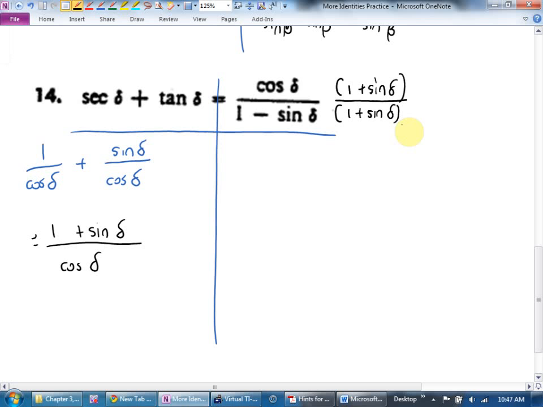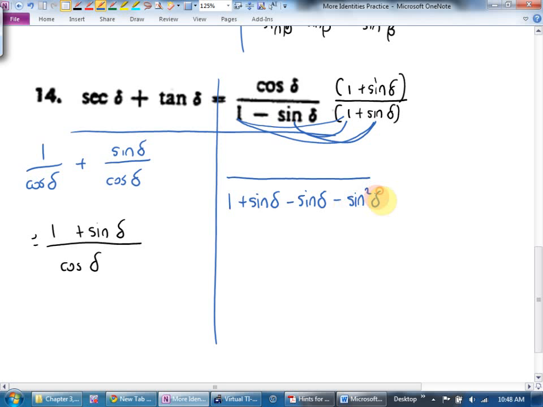This is still a 1, yes? Which means I'm not changing this. I'm just going to make it look different. Always, if you're multiplying, better be multiplying by a top and bottom 1. Now watch what happens. On the bottom, I get 1 times 1 is 1. I get 1 times sine, because this is FOIL, plus sine delta. I get 1 times negative sine, minus sine delta. And then I have negative sine times positive sine. What is negative sine times positive sine? Negative sine squared delta. On the top, I get cos delta plus cos delta sine delta.